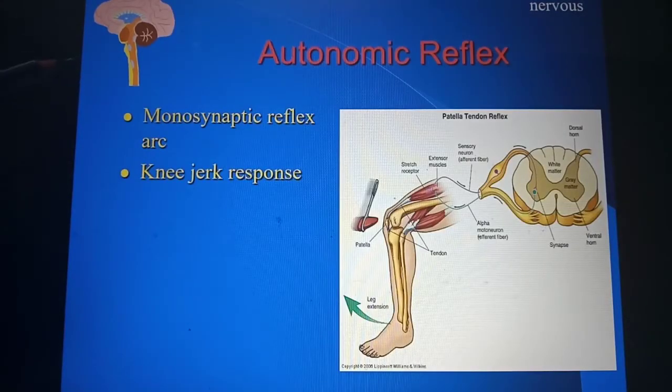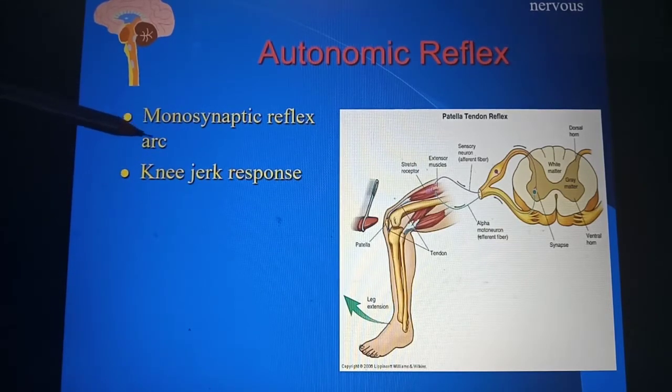See, the reflex we have already seen. There are various reflexes we saw in the nervous system examination, like the Babinski sign, knee-jerk response, and all that. So we'll see how this reflex works.